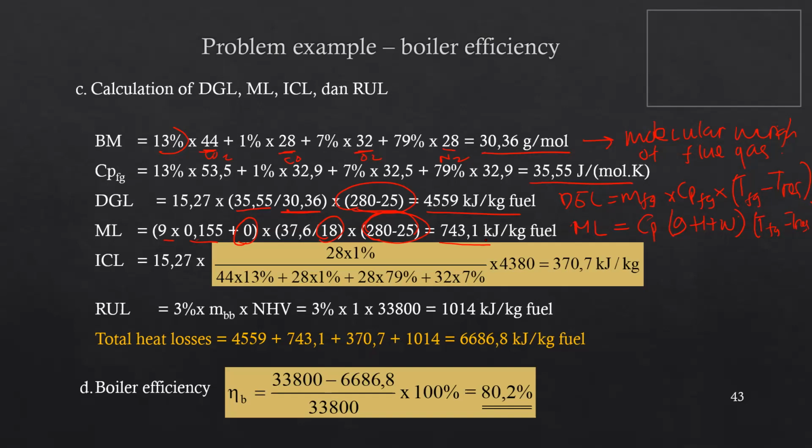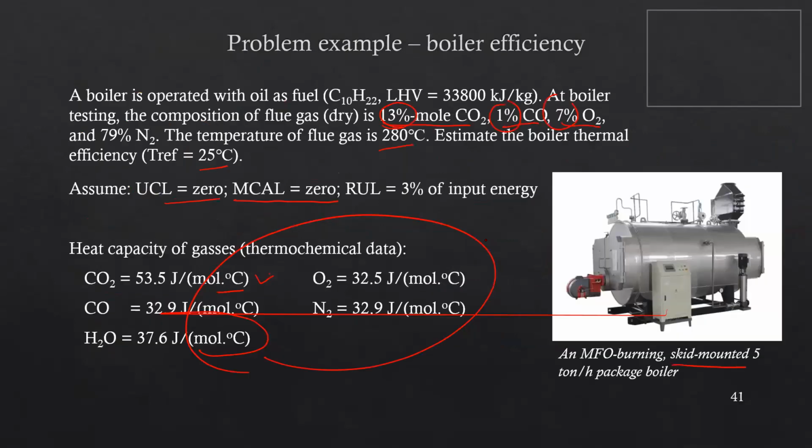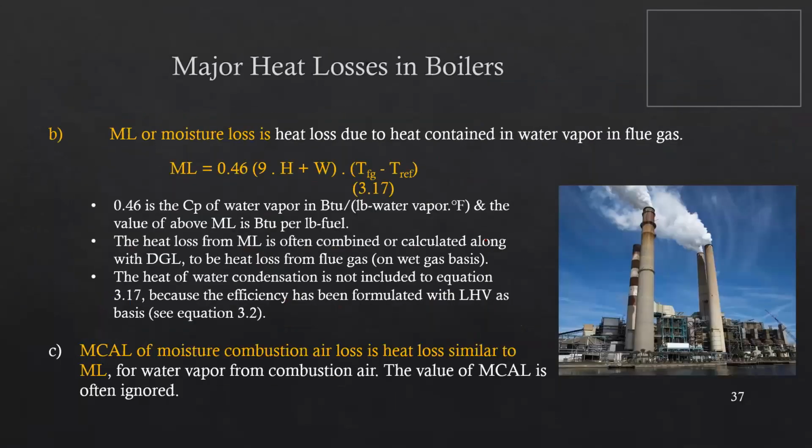Sir, sorry, I want to ask about the formula before. Why is it 0.46? I still don't understand. Okay, so 0.46 is actually the Cp of the water vapor in BTU per pound degree Fahrenheit. It depends on the problem, so the 0.46 is actually about the units.